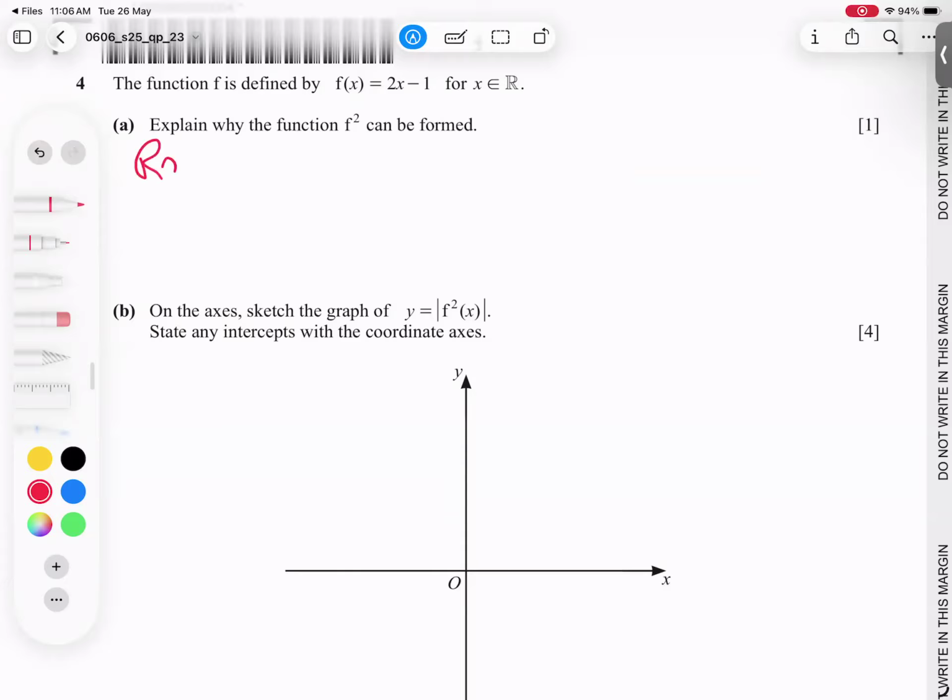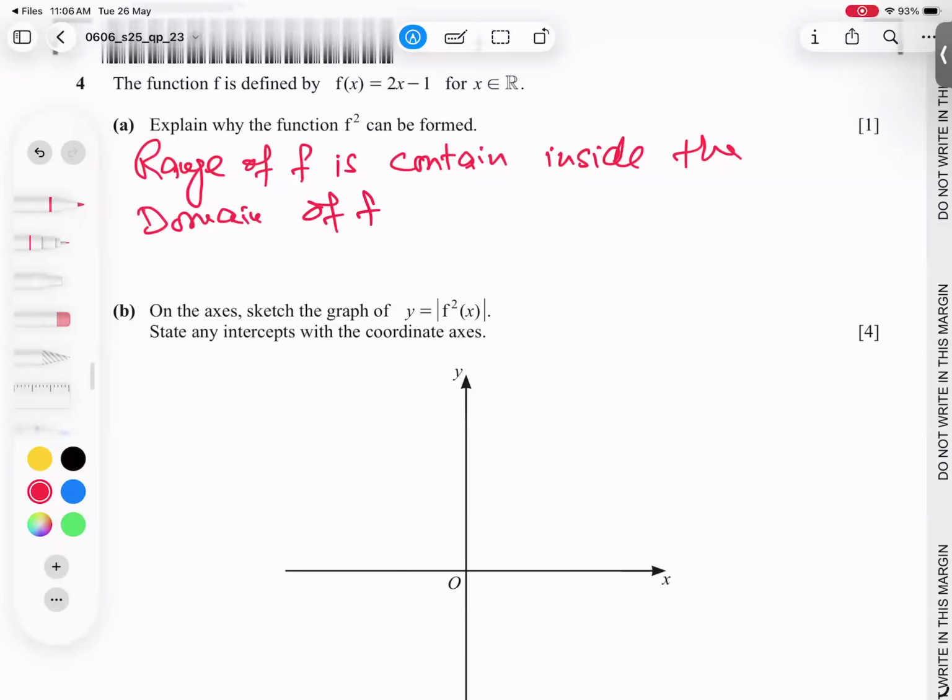Range of f(x) is contained inside the domain of f. Example, if I plug in some numbers here, let's say I plug in 2. 2 to the 4 minus 1, 3. 3 also lies inside. And that is why when I plug in an x value, the output is called the range.